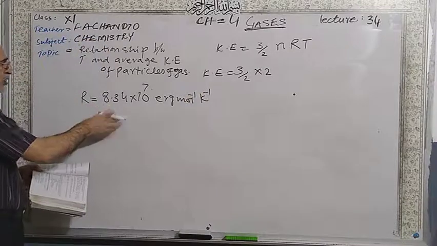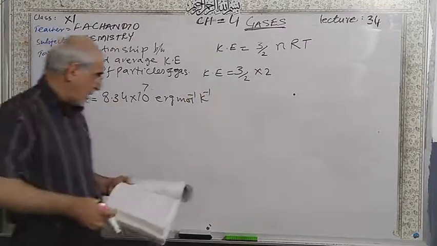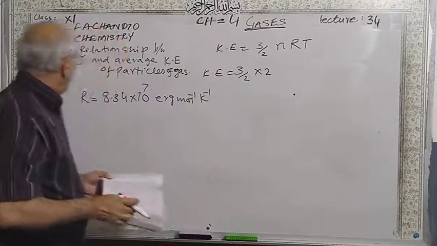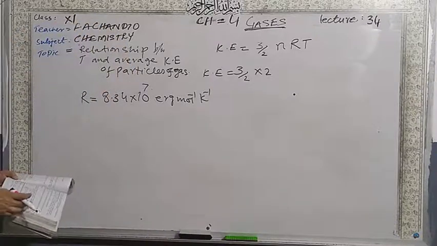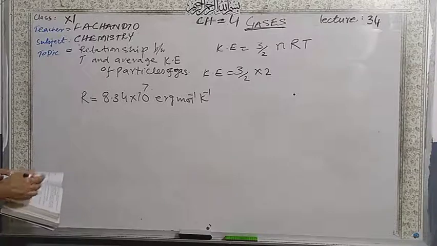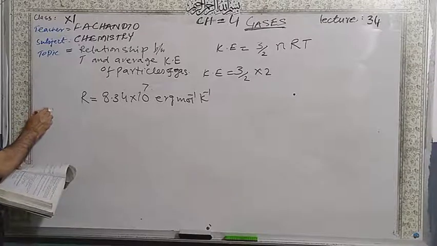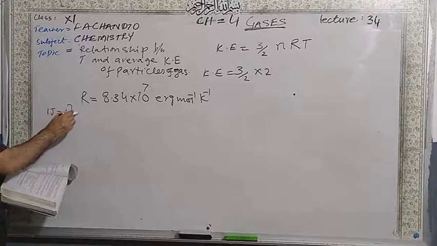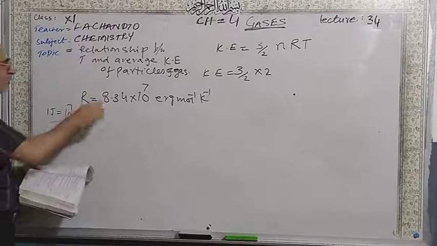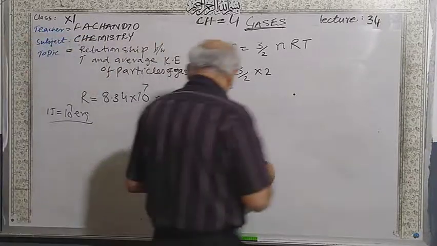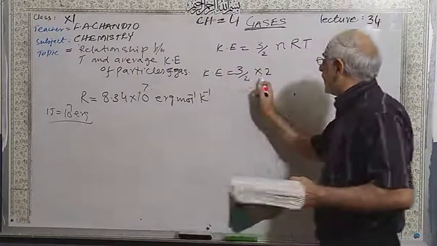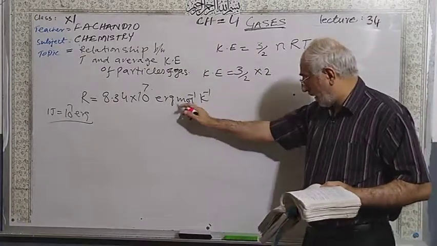Actually, we have to write the units, so then I will tell you this. There are units and values for the R, the universal gas equation. So we have to do this in the class. 1 joule is equal to 10 to the power 7 ergs. So we will have to derive this one. So this is the unit value of R.